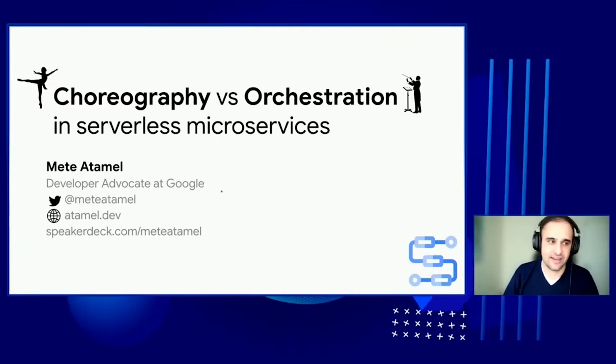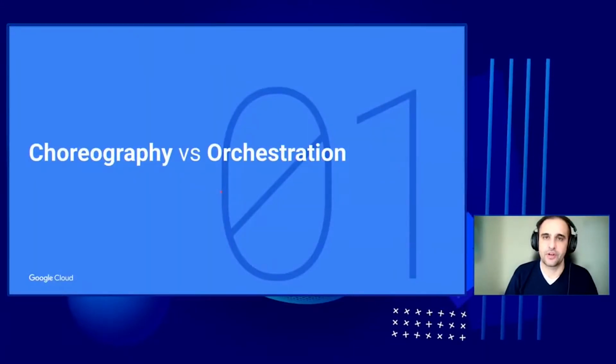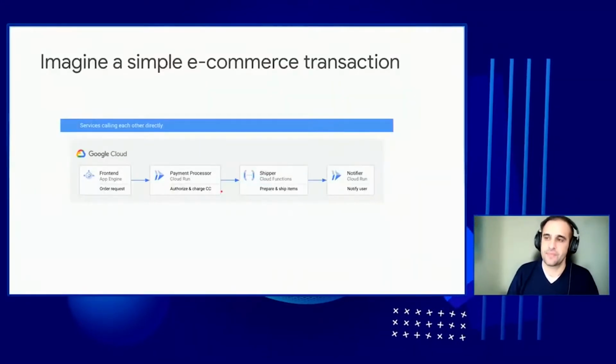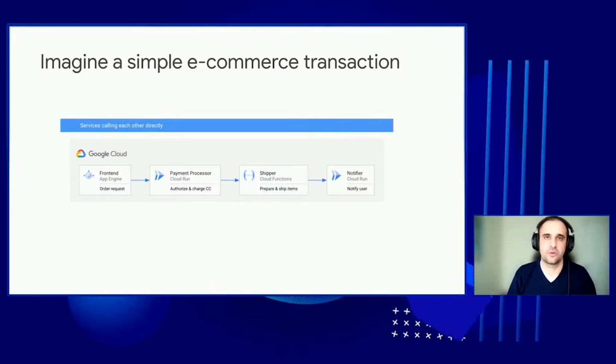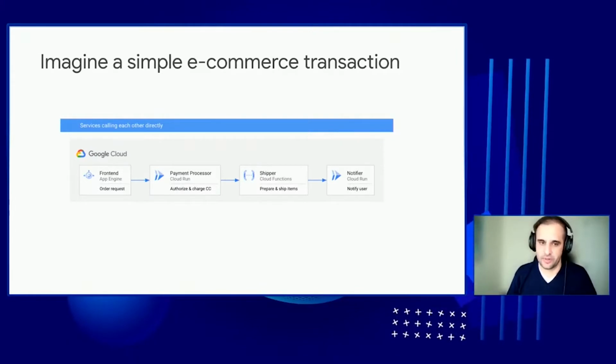All right, so let's get started. What do I mean by choreography and orchestration? Well, let's try to answer this question with a simple e-commerce transaction. Let's imagine that you're trying to build an e-commerce application. And as you know, in e-commerce, you want to sell things. So you usually receive orders, then you authorize and charge credit cards, and then you prepare and ship items, and then you notify the users about the progress, right?